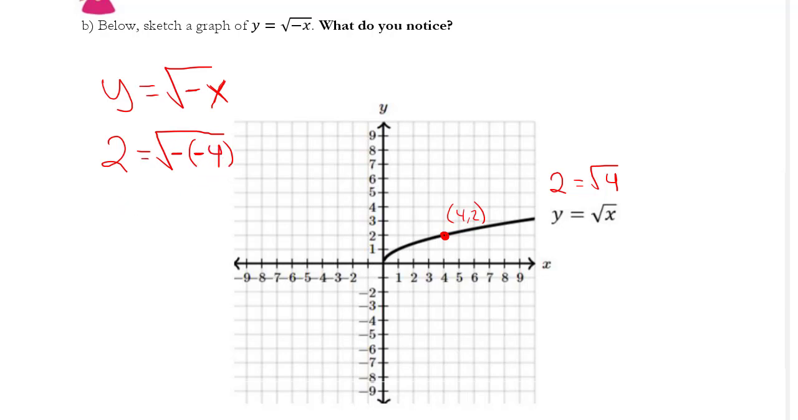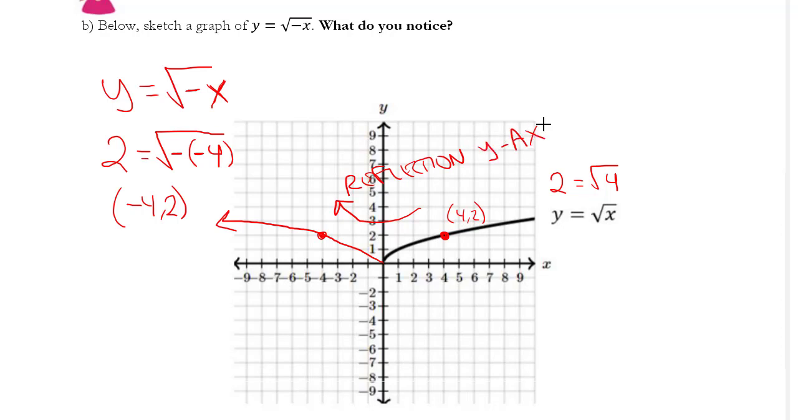So this means that the point (-4, 2) is going to be on our new graph. Where's the point (-4, 2)? There it is. And we can do the same with a couple other points, but let's just get to the punchline here. We have a reflection over the y-axis. Okay? So every point over here is transformed by being reflected over the y-axis.